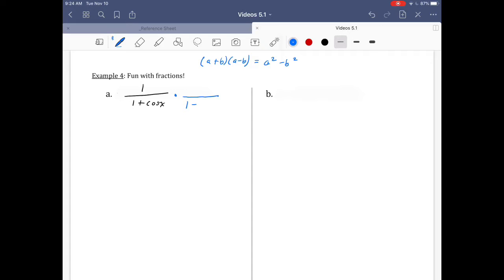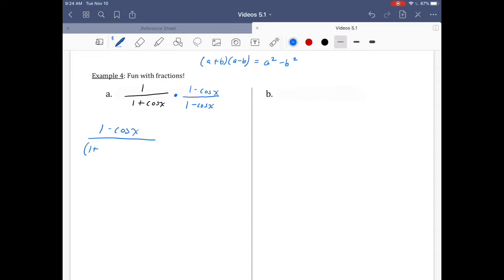So if I want to multiply the denominator by 1 minus cosine squared, whatever I do to the bottom, remember the rule is that I have to do the same thing to the top. Because this blue fraction is equivalent to 1. So multiplying anything by 1 doesn't change the numeric value, so I can do that. So the numerator is 1 times something, which is that something. So the numerator becomes 1 minus cosine x.